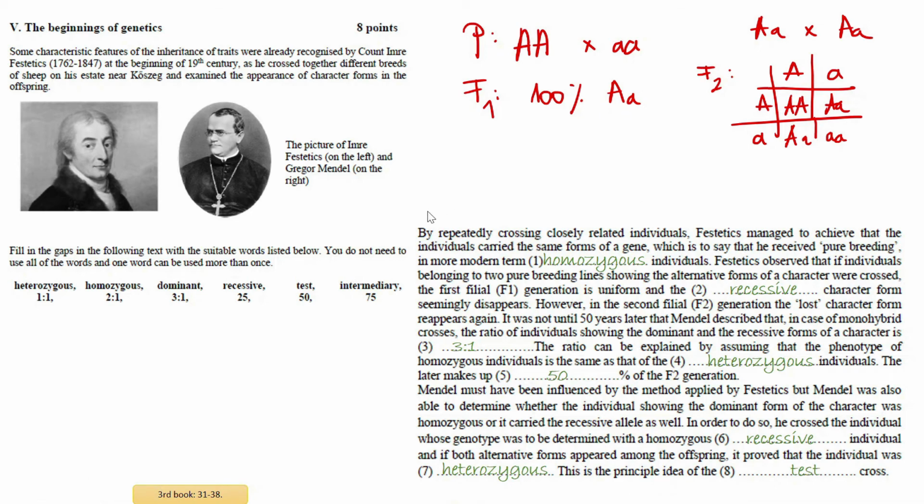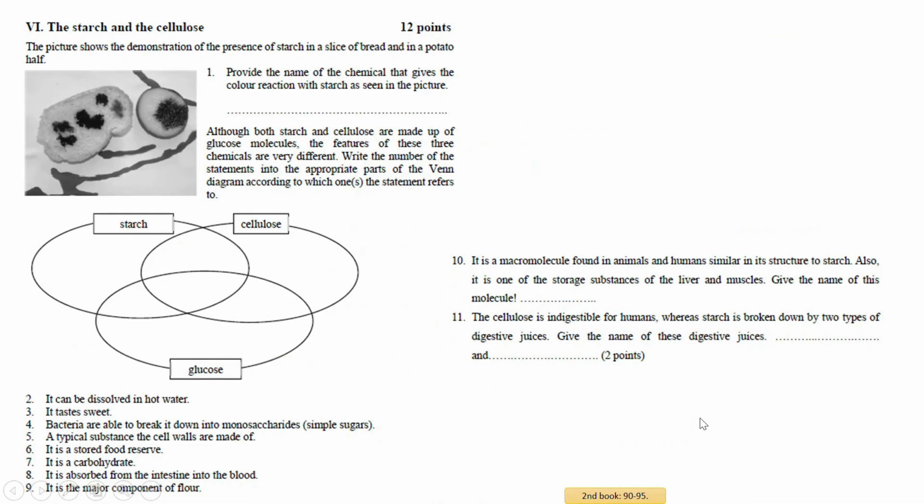Okay. Exercise 6, the starch and the cellulose. The picture shows the demonstration of the presence of starch in a slice of bread and in a potato half. Provide the name of the chemical that gives the color reaction with starch, as seen in the picture. So the chemical is iodine, and you can simply write Lugol solution.